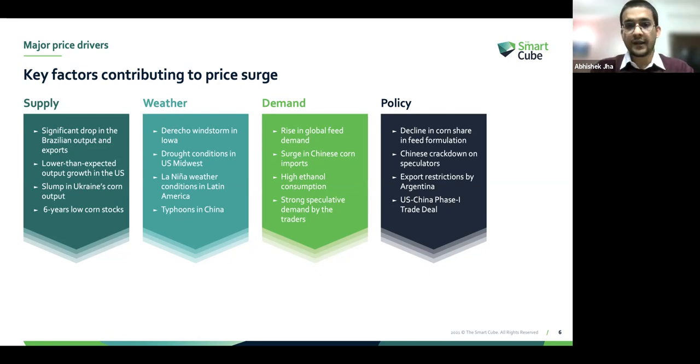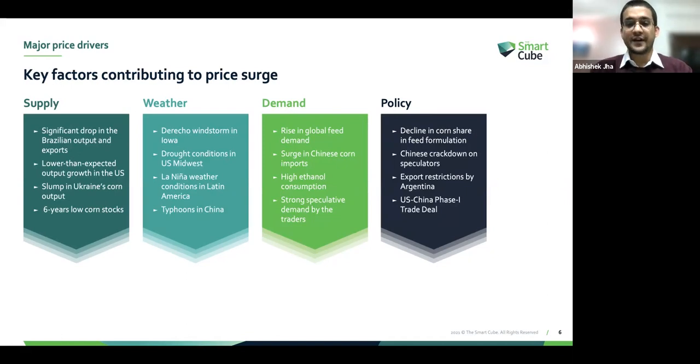It is followed by the next factor on the demand side, that is the ethanol consumption, which remained high with increased level of oil consumption throughout the year 2021. And ethanol constitutes about 41% of the total corn consumption in the US. So ethanol is produced from corn, and it accounts, like I've already stated, for 41% of the corn consumption. It went on to increase the demand for corn as well.